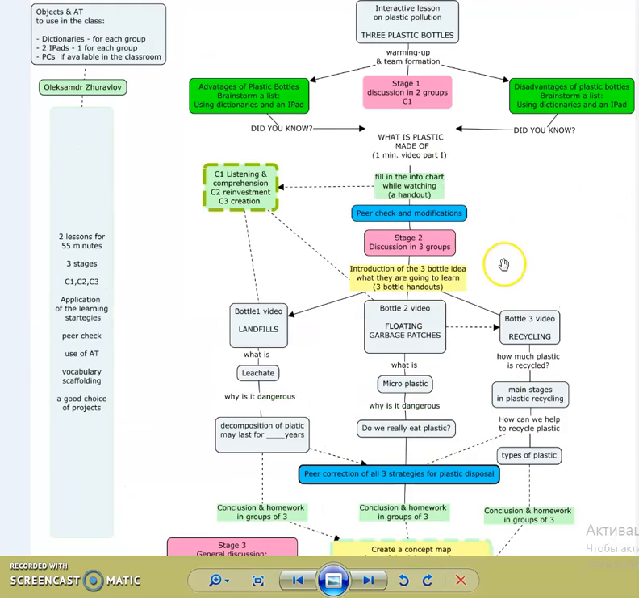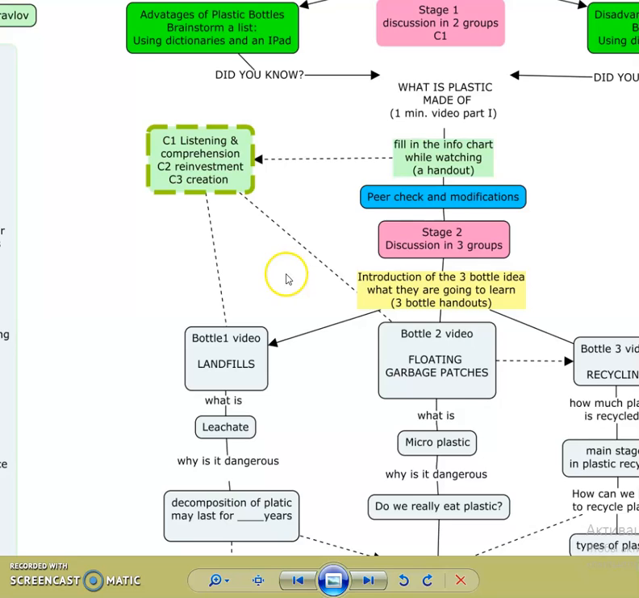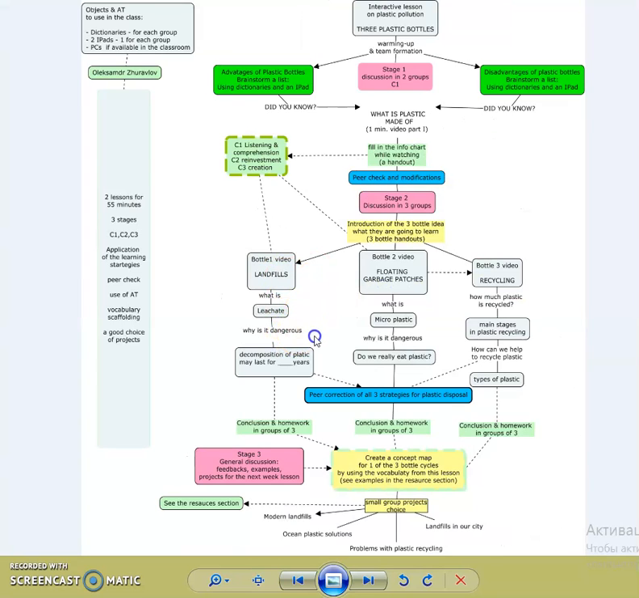You can see the cognitive map of my lesson, which you will follow. This is the introduction. It's a warm-up about advantages and disadvantages of plastic. Then we have all the information about the things we use. Peer checking if necessary here again.